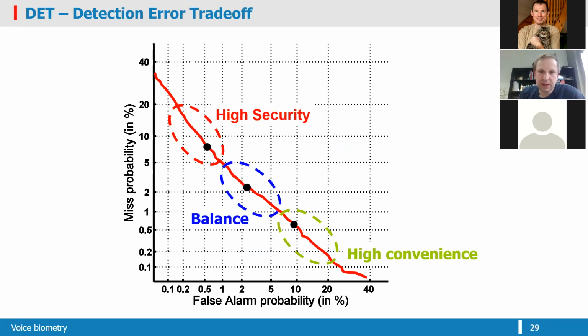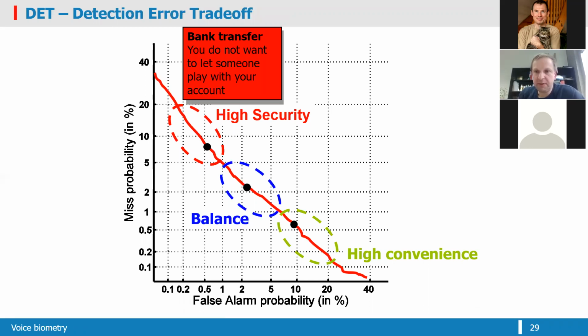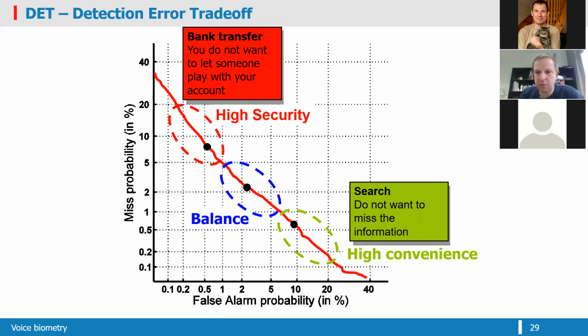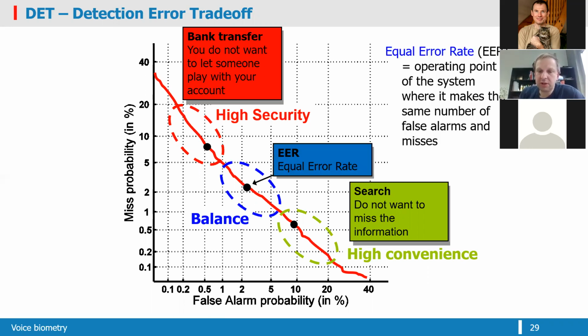You can see that there are different operation points, and you can prefer to set them differently based on the use of the system. For example, if we need high security, for example for a bank transfer, we will set it to a small false alarm rate. If we are searching for information and we want to be sure we are not missing any, we will set it to low miss probability. And the point in the middle is the equal error rate, where both errors are the same, and it is used for system evaluation very often.